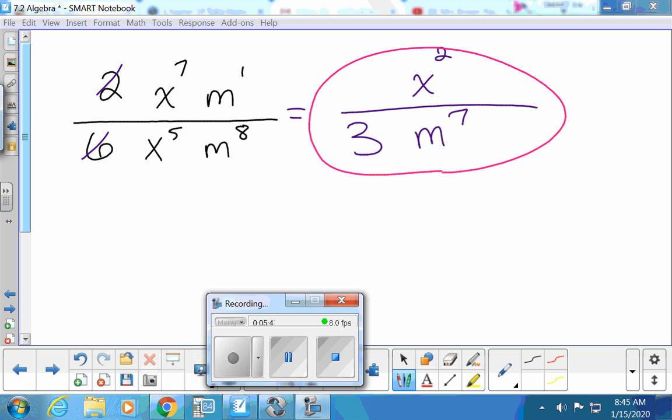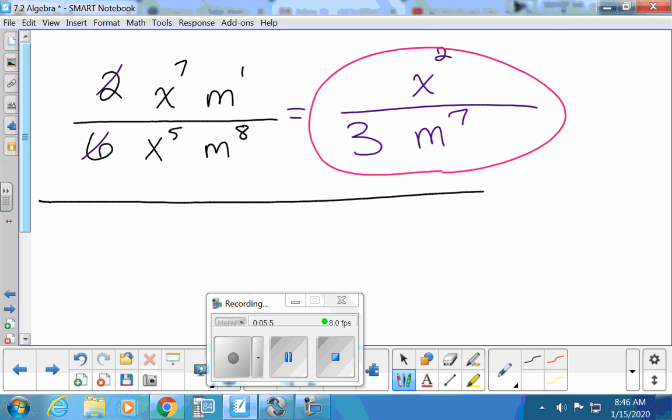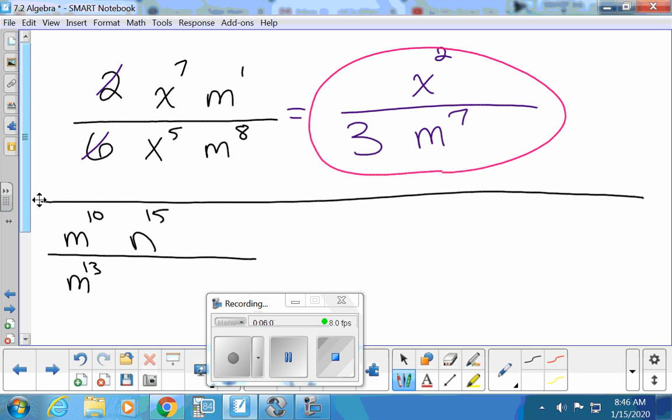My class is being very, very scholarly today and asking the best questions. They just asked to see something where everybody would live on the bottom at the end. So let's see something like that. How about we go with m to the 10th over m to the 13th, n to the 15th over n to the 16th. Okay, I think I have made an example where everybody will be on bottom.